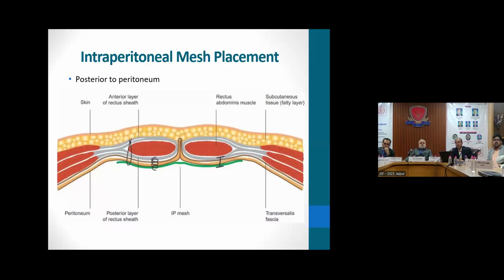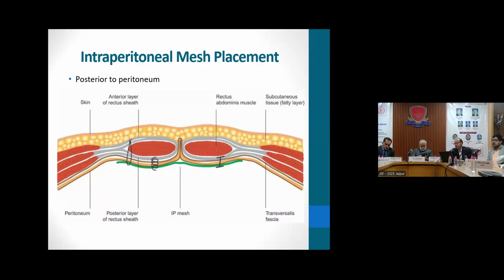Now comes the intraperitoneal mesh placement. Usually by the development of the laparoscopic surgery, this intraperitoneal mesh placement has become a very popular choice, even for the incisional hernias and the ventral hernias. They have become a very popular choice where the mesh is being placed intraperitoneally over the peritoneum.